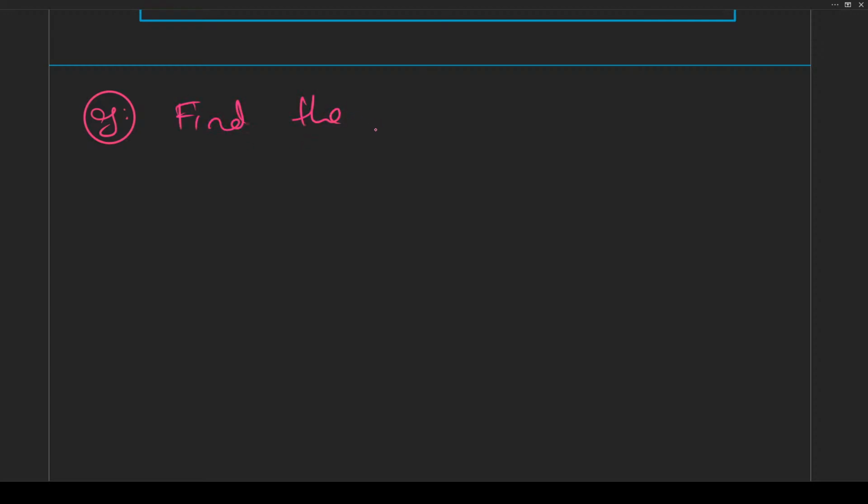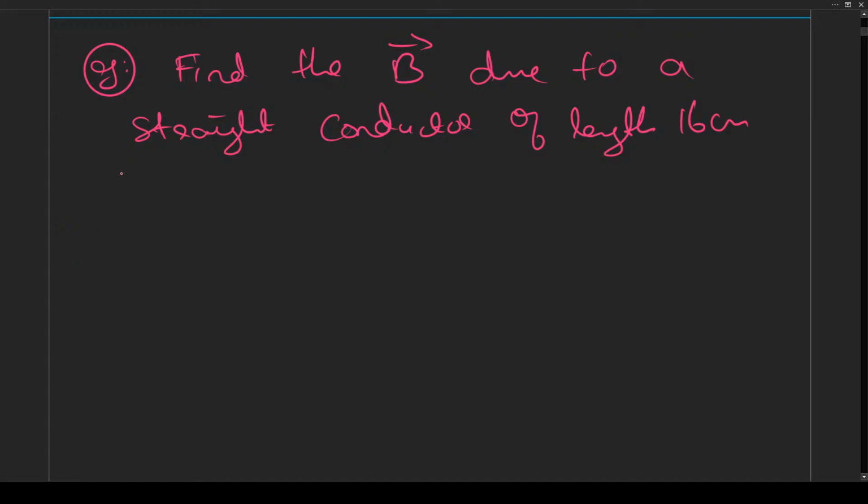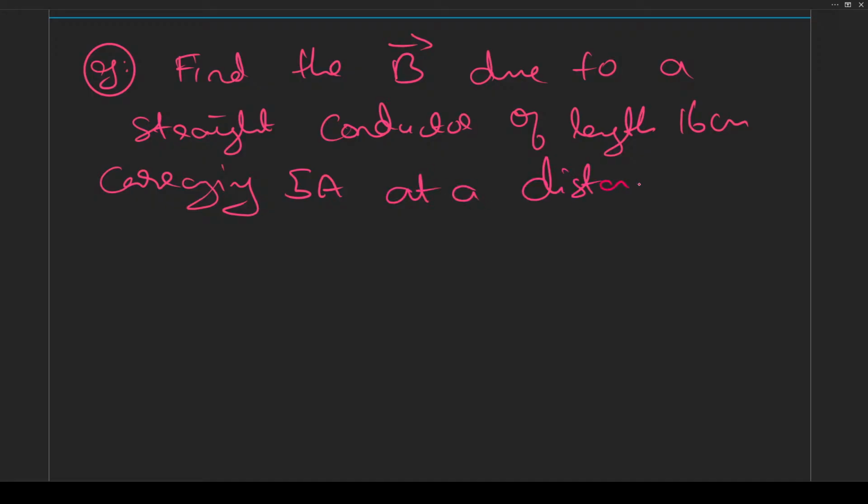Find B due to a straight conductor of length 16 centimeter carrying 5 ampere of current at a distance of 6 centimeter from the midpoint of the conductor.